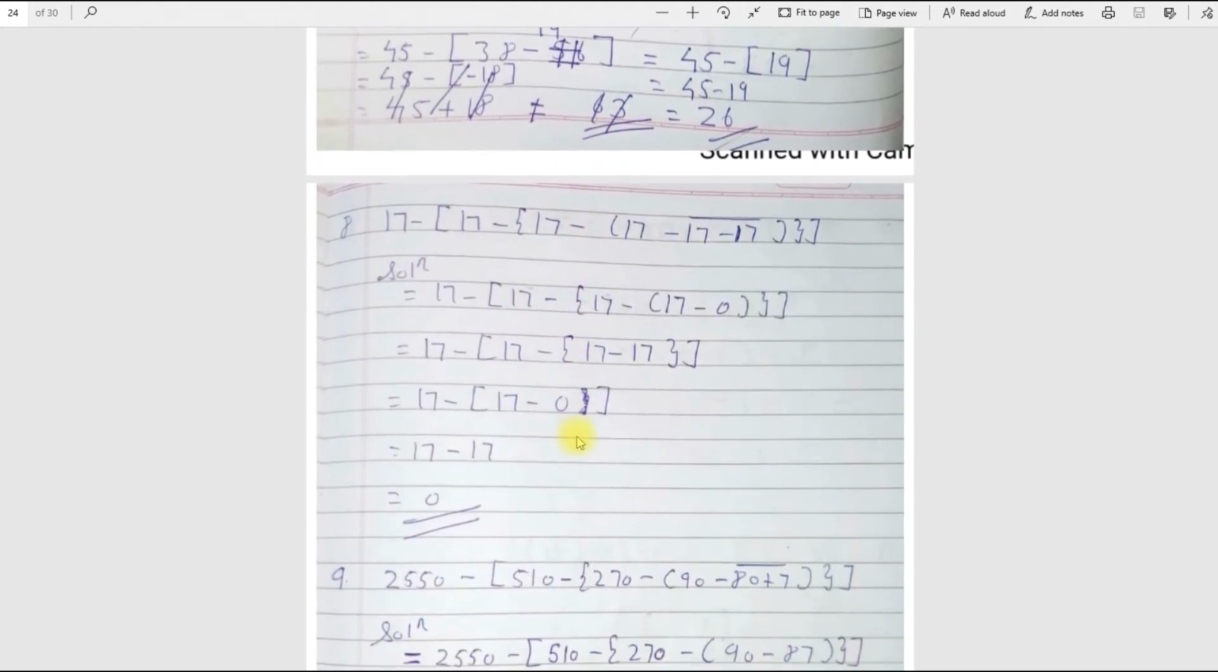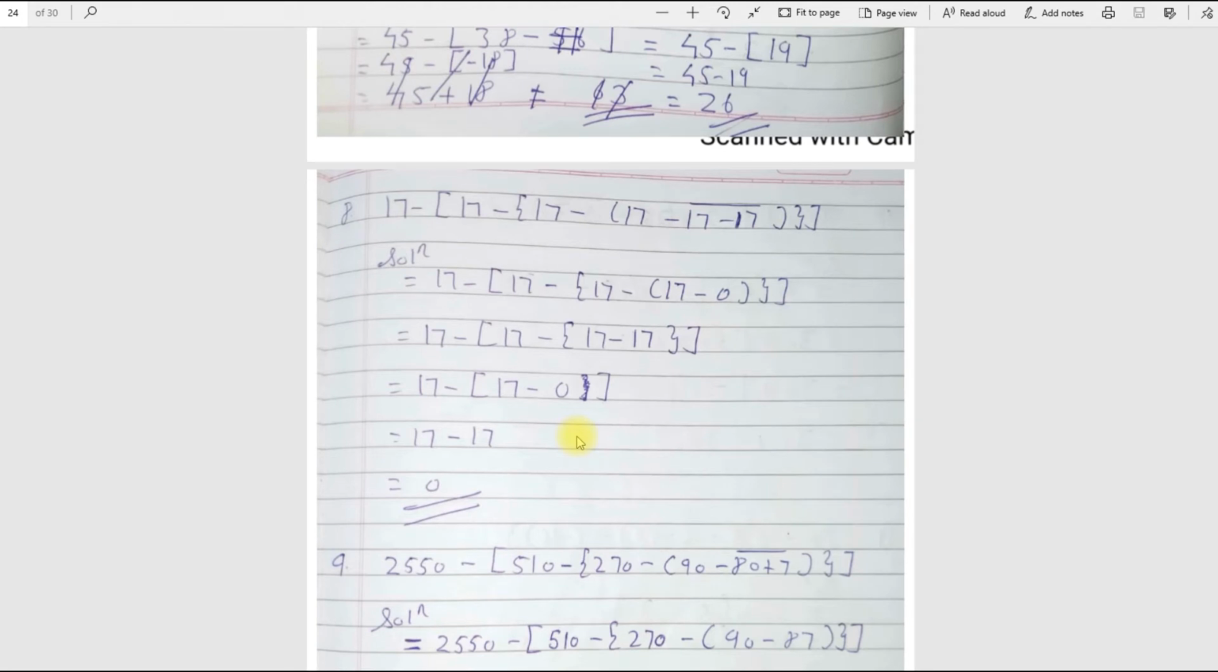Now next, here you can see the question. Question says that 17 minus round square bracket 17 minus curly bracket and so on. First, as we know, we have to solve the bar bracket. So bar bracket is over here. 17 minus 17 is 0. I wrote 17 minus 0. 17 minus 0 is again 17. So now 17 minus 17 is again 0. 17 minus 0 is again 17. 17 minus 17 is 0.